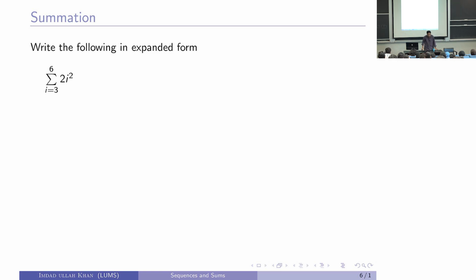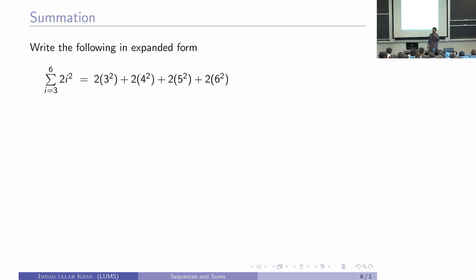The sum of 2i squared when i goes from 3 to 6, right? Sometimes we will have to say explicitly that i goes from 3 to 6 inclusive, or that i is within the range 3 to 6 inclusive, right? So, okay, what is this? Give me the answer to this right now in expanded form. What is the expanded form of this?